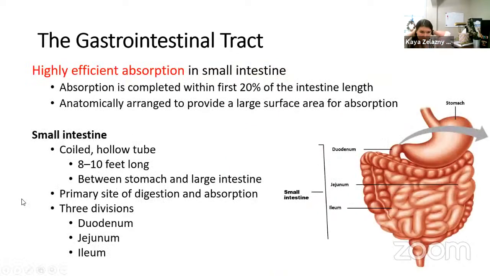Okay. That moves us into the gastrointestinal tract. So the gastrointestinal tract, and specifically the small intestine, are going to be adapted for absorption. So they're specialized for absorbing nutrients from the lumen into the bloodstream.